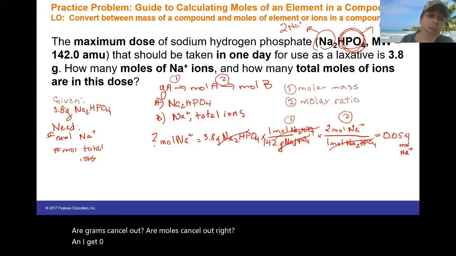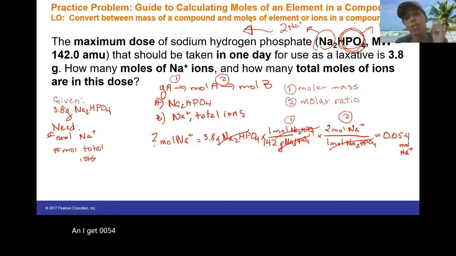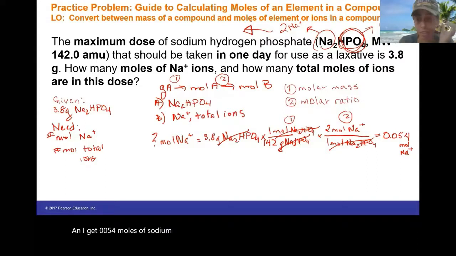Now, our second question is asking for the total number of ions. Let's go back up here. Total moles of ions. How many ions do we have per formula unit? I know class is almost up, but I want to finish this one question. How many moles do we have per formula unit? You guys writing that in the chat? Yes, 3. We have 3 total moles.